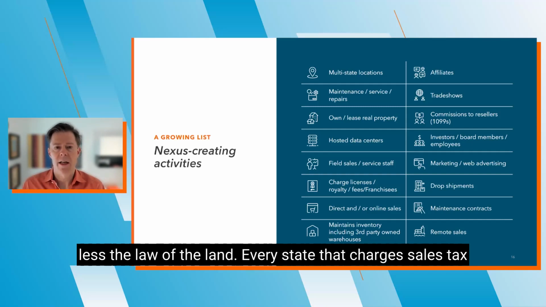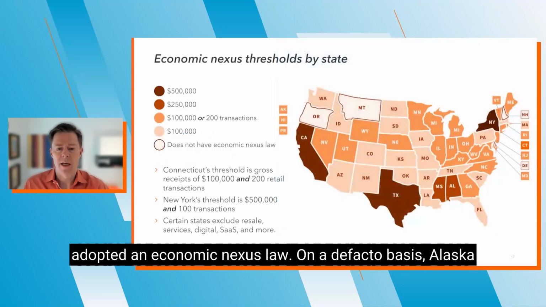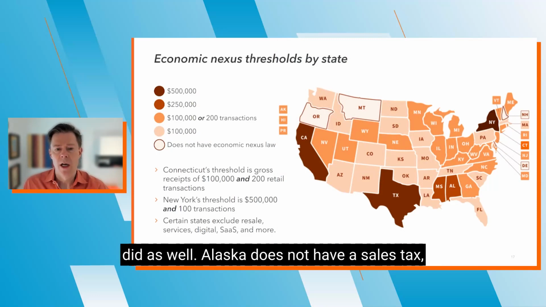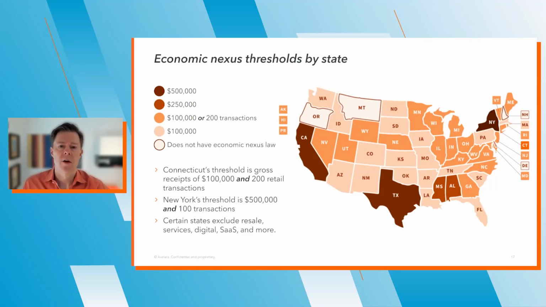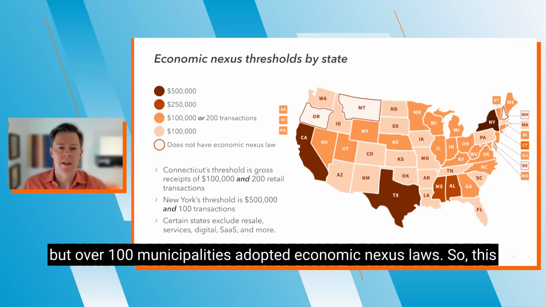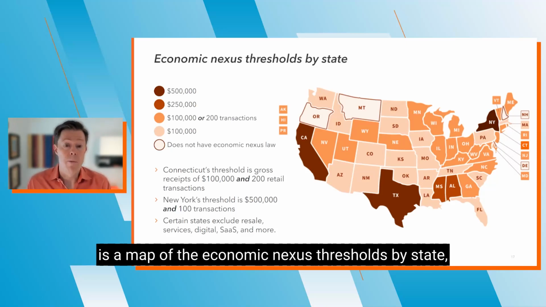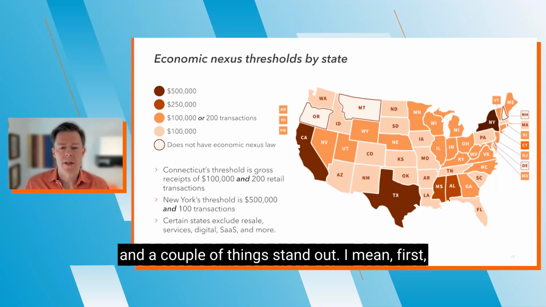Every state that charges sales tax adopted an economic nexus law, and on a de facto basis, Alaska did as well. Alaska does not have a sales tax, but over 100 municipalities adopted economic nexus laws. So this is a map of the economic nexus thresholds by state, and a couple of things stand out.